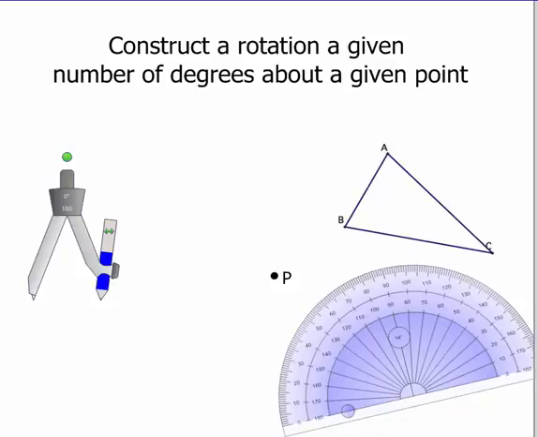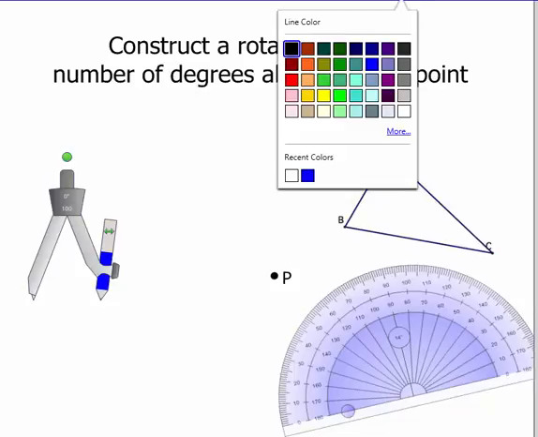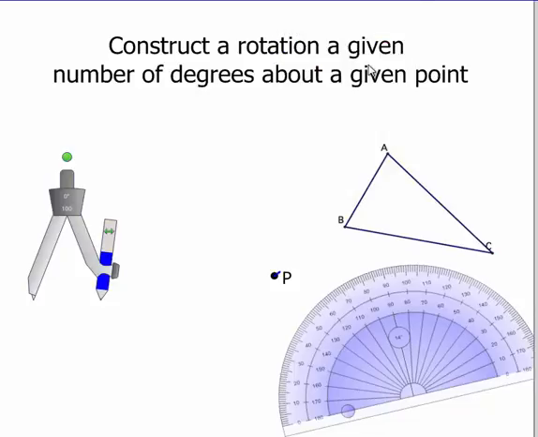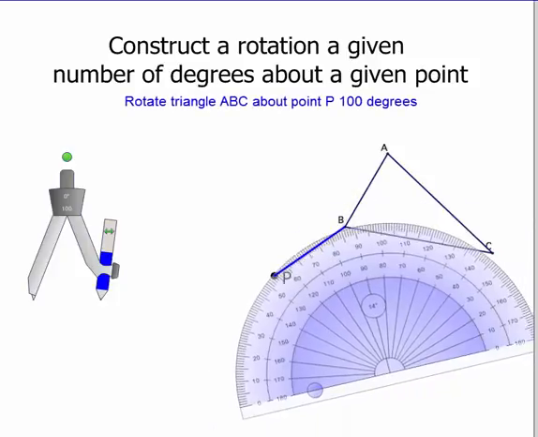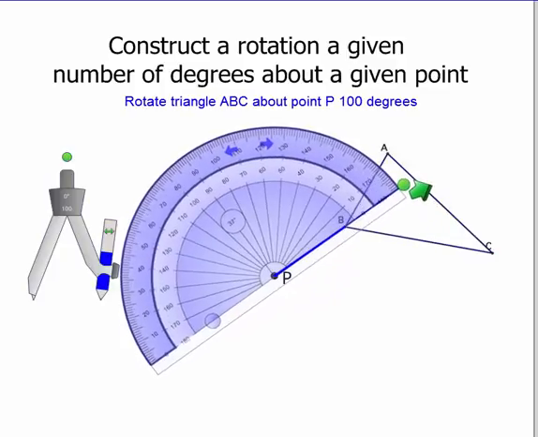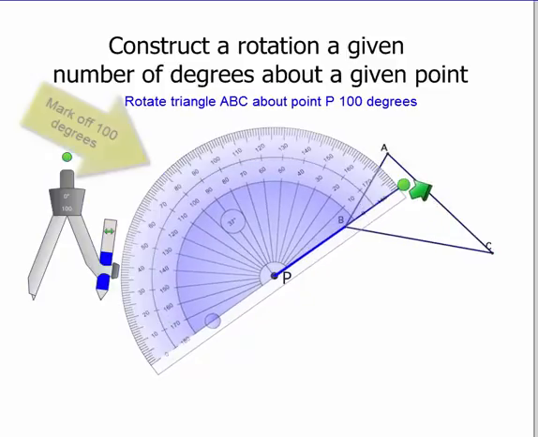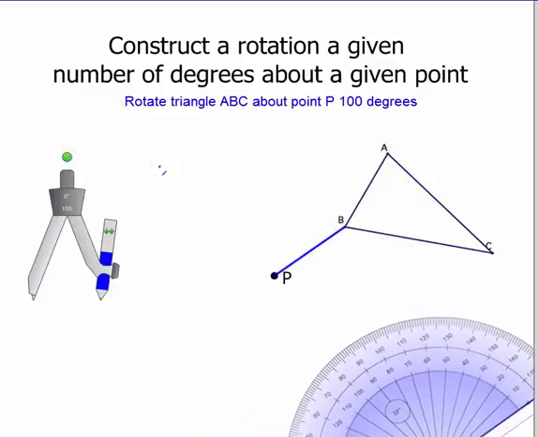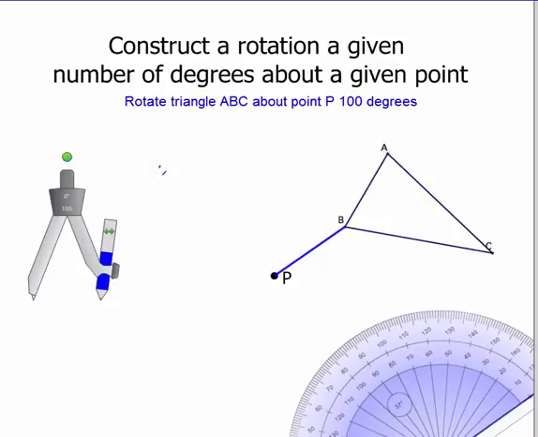The first step is to draw a line from the center of rotation to one of the vertices. The given number of degrees in this particular construction, let's say, is 100. I then need to move my protractor up to my center of rotation, line it up, and measure off what 100 degrees would be. Okay, I'll make a little mark out there so I know. And then I draw a line from the center of rotation out to that point, and I'm going to extend it as far as I think I need to.